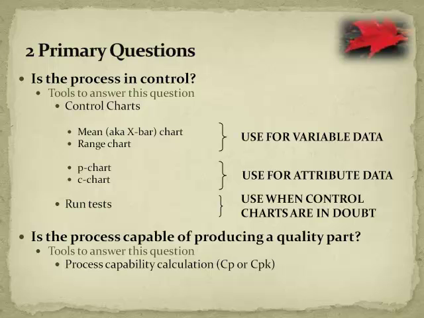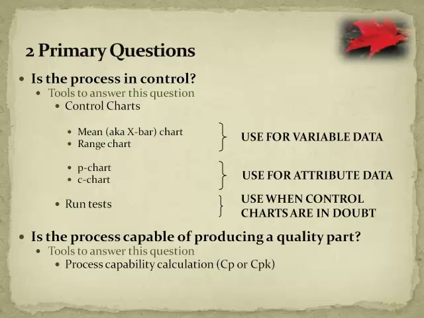So we began our study of statistical process control by saying there were two primary questions that need to be answered. Is the process in control? We looked at all of the different methods. We looked at control charts. We did run tests, and all they're trying to do is answer the question, is the process in control?